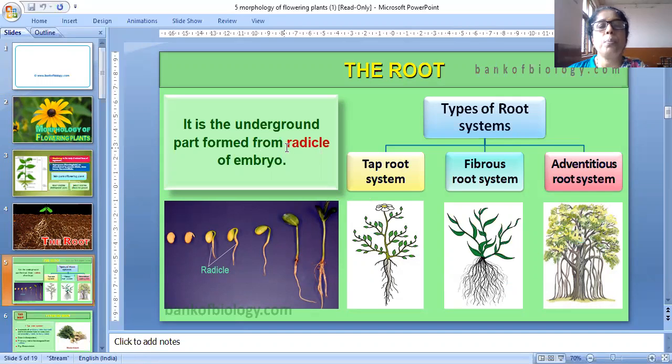The root system is the underground part formed from the radicle of the embryo. See the structure: this one is the cotyledon, and inside the cotyledon the plumule is there. From the plumule the shoot system develops, and from the radicle the root system develops. Three types of root we already discussed: the taproot system, fibrous root system and the adventitious root.